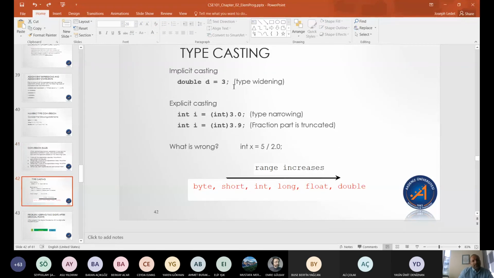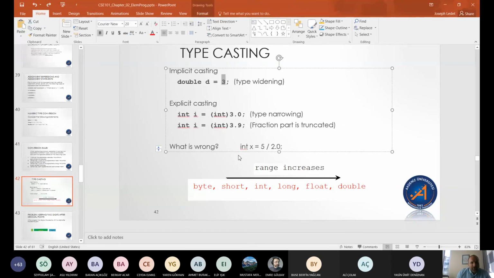Sometimes we can do implicit casting, what's called type widening. If I take an integer value and assign it to a double variable, Java says no problem. I'm going to take this integer value of 3, cast it into its double representation, 3.0, and assign that to my double variable. The problem is that Java doesn't do things in reverse automatically.